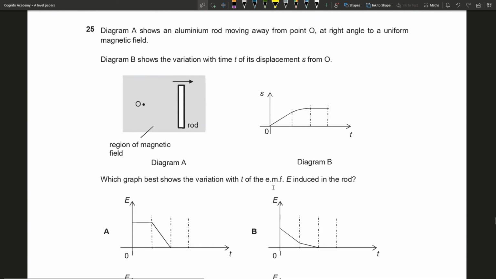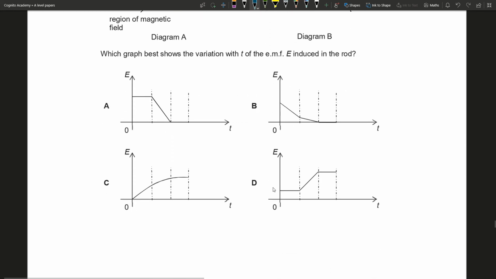Question 25. Diagram A shows an aluminium rod moving away from point O at right angles to a uniform magnetic field. Diagram B shows the variation with time t of its displacement s from O, so basically how far to the right it has traveled from O. And we are asked which graph best shows the variation with t of the EMF induced in the rod.